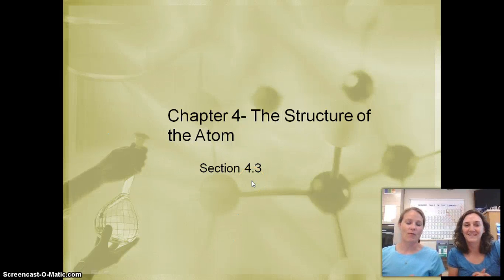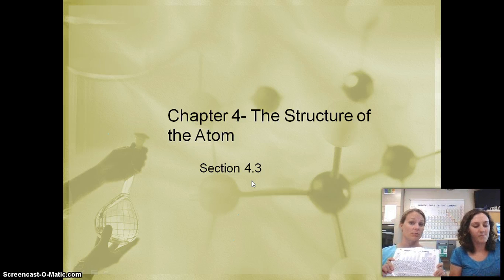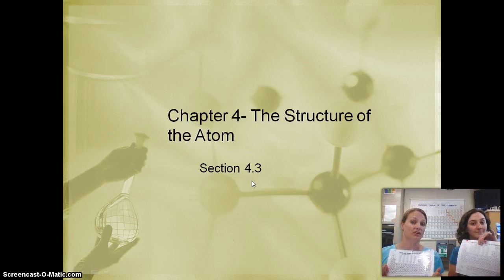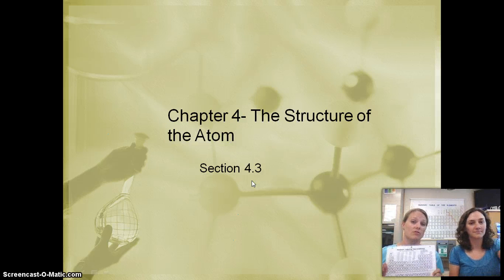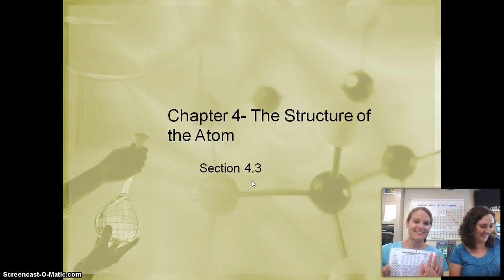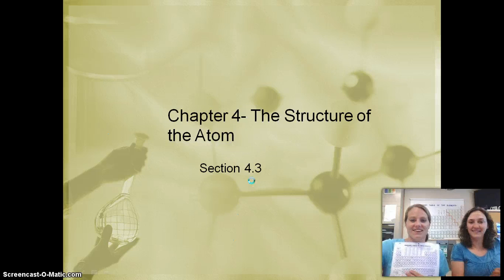All right, section 4.3, more structure of the atom and how we're going to use it. In this section you're going to need your periodic table. You're also going to need a calculator, so make sure you have both of those things ready. If you don't, stop now, go get them, come back, and continue. All right, so here we go.